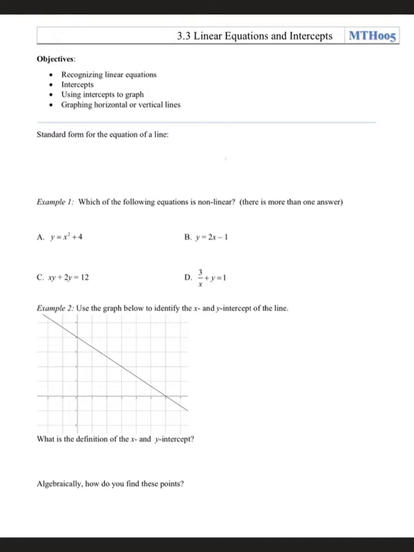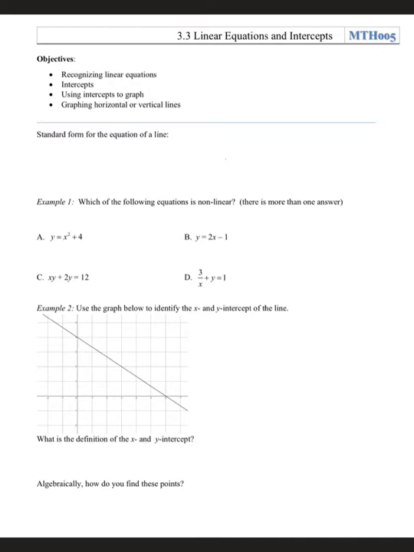Hello, Math 005. What we're looking at tonight, or today, depending on when you're watching this, is going to be 3.3 linear equations and intercepts. So what we're doing, you can see the objectives here, is we want to first recognize what a linear equation is. We want to understand intercepts, how to graph using the intercepts, and then we're also going to talk about graphing vertical and horizontal lines.